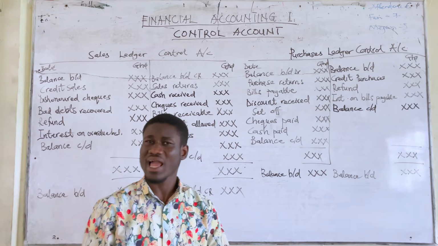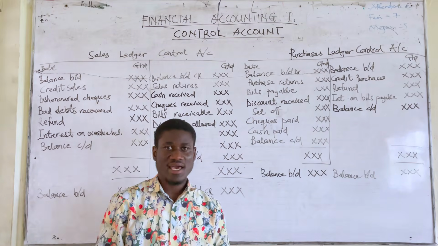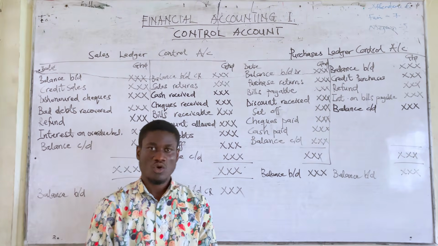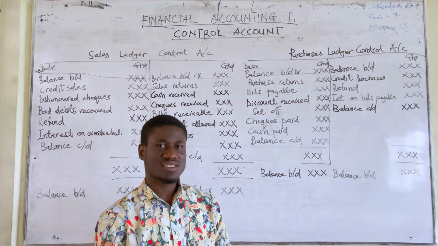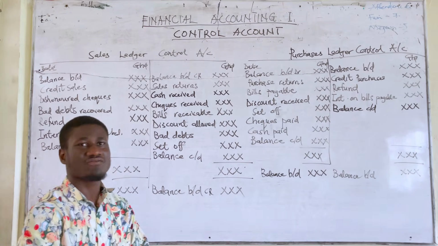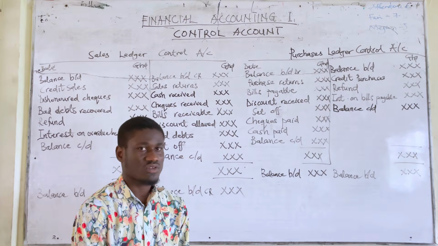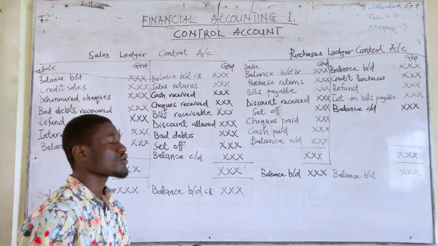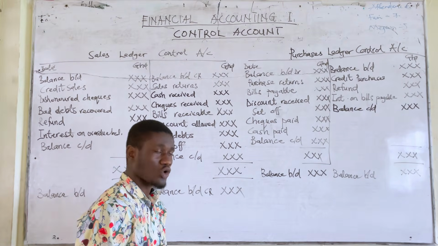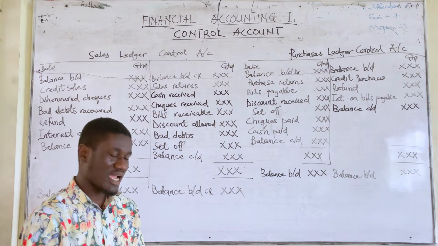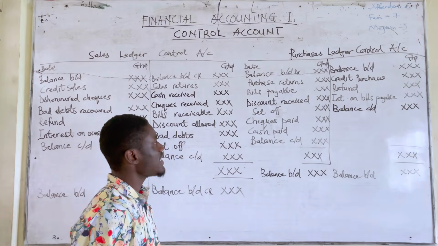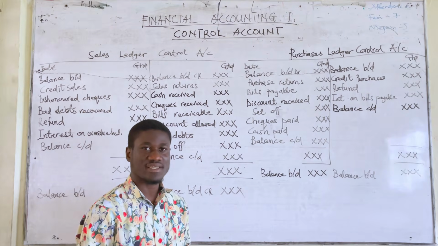Good. So the items that are not included in the control account are cash purchases. Now, as I said, this account does not involve cash customers. Do you get it? It does not involve cash customers. So refund to cash customers is not recorded. Cash purchases is not recorded. Cash sales is not recorded. Then provision for doubtful debt is not recorded.